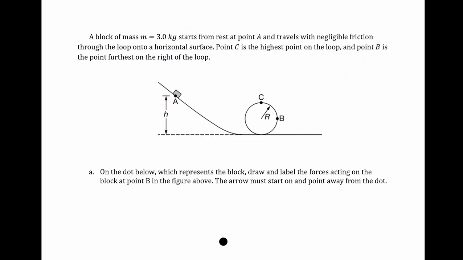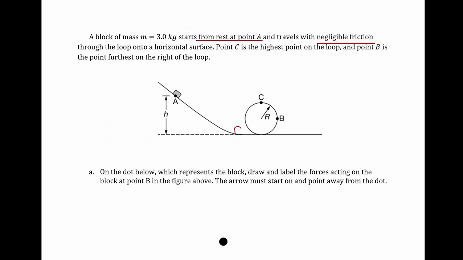So we have a block of 3 kg released from rest at point A and travels on a surface with negligible friction through the loop. Point C is the highest point of the loop and point B is the point that is furthest on the right, and we need to draw and label the forces acting on the block, so we need a free body diagram.